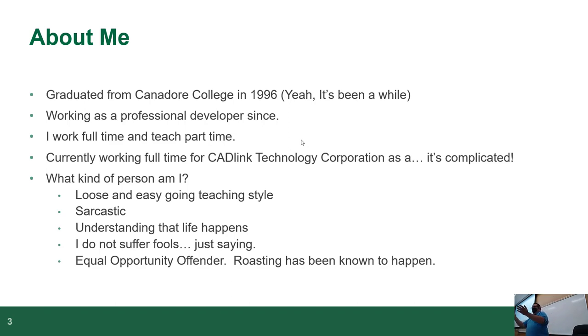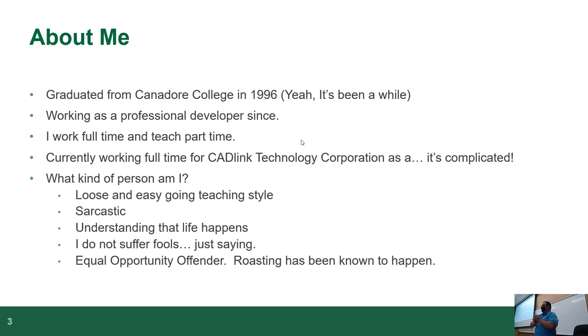So I graduated in 1996 from Canada College. I'm a college graduate. That means I don't have extra fancy letters after my name. That doesn't mean I know less, it just means I've been working longer. I graduated as a computer programmer analyst, which doesn't mean much because it's all just different names for the same job. I've been working as a professional developer of some sort ever since.